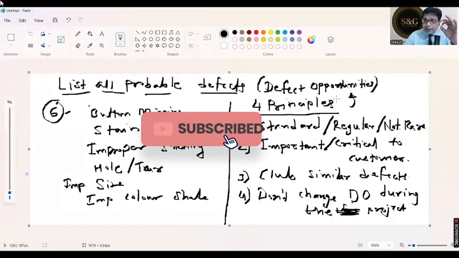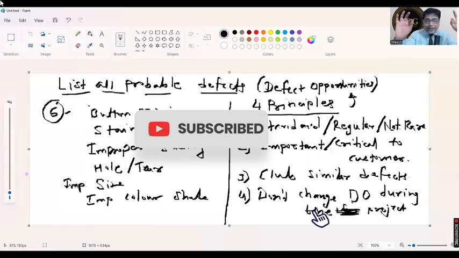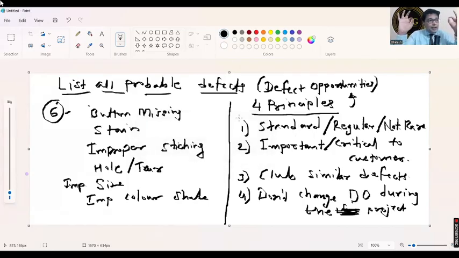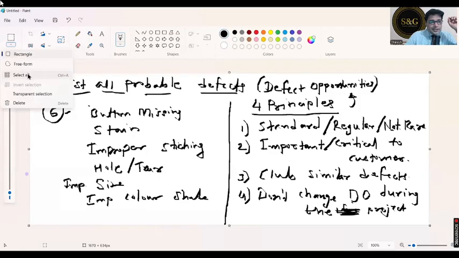Let's calculate the DPMO now with some numbers. Okay, so right now, take the same example of the shirts. As a shirt quality person, there are 6 defect opportunities: button missing, stain, improper stitching, hole or tear, improper size or improper color shade.